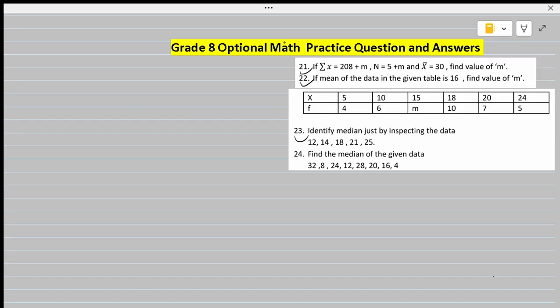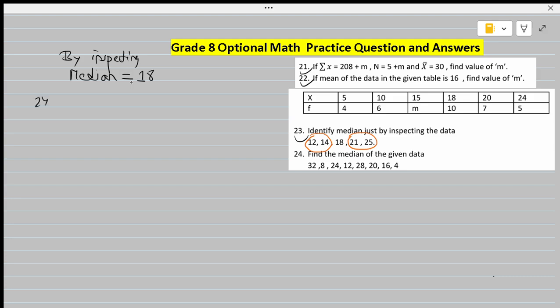12, 14, 18, 21, 25, you see it is in ascending order. On the left side you have 12 and 14, and on the right side 21 and 25: two data on the left, two data on the right. So in the middle there is 18. By inspecting the data, you can say the median is equal to 18. So that is done for 23.